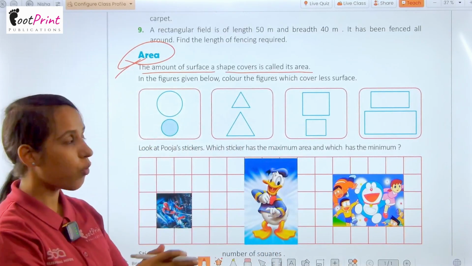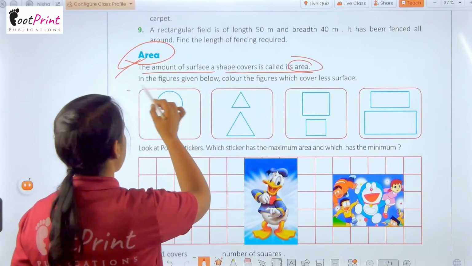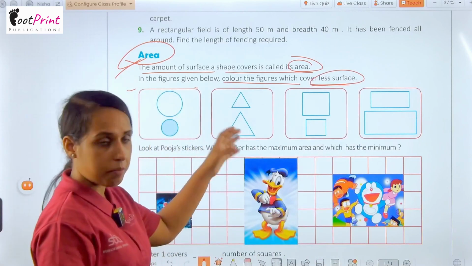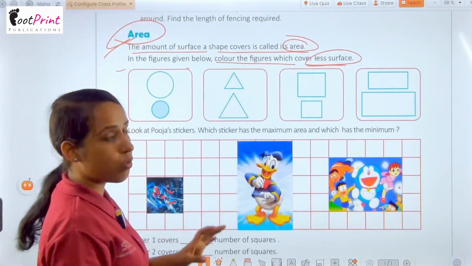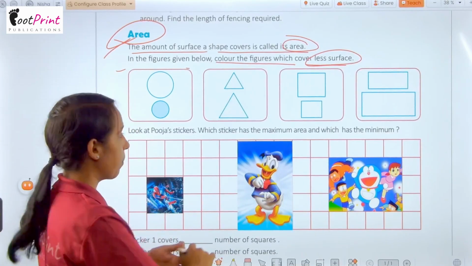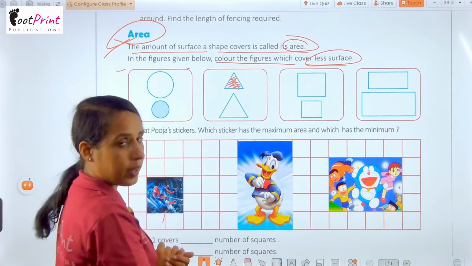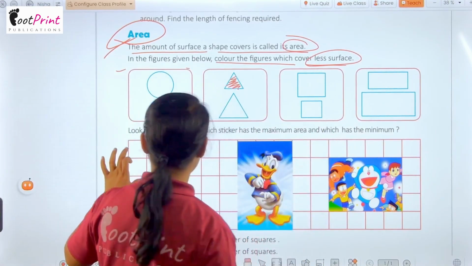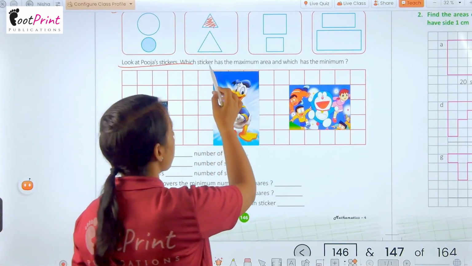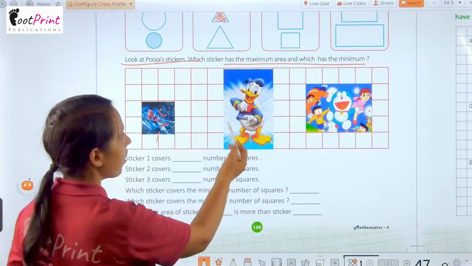That a shape covers how much surface, that we call area. In the figure given below, color the figures which cover less surface. So we have some figures here and we have to compare which one covers less surface. So here we can see this one is less surface. Okay, so we have to color it. Here look at Pooja's sticker. Which sticker has the maximum area and which has the minimum?